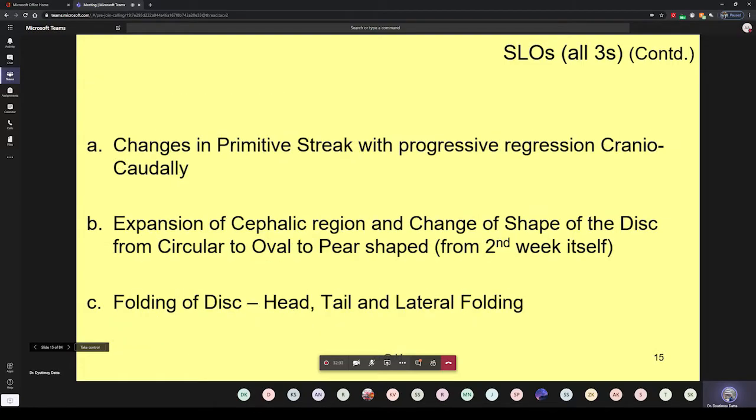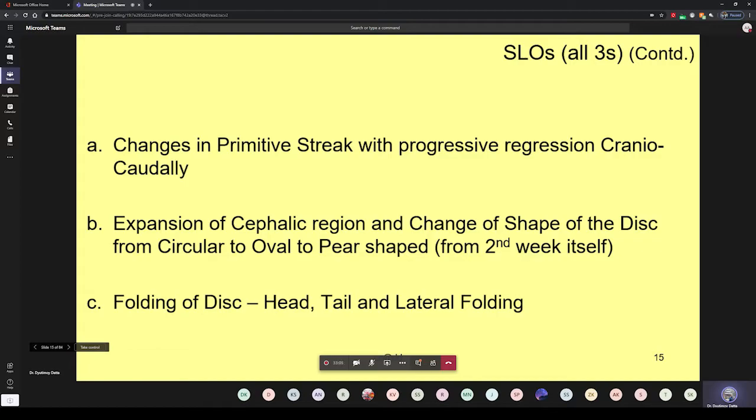What are the changes in the primitive streak, progressive regression? The changes in the primitive streak are also significant events here. You will have a craniocaudal regression of the primitive streak, and this has to disappear by day 24. And what is happening here is the expansion of the cephalic region. This is what I was telling you, the growth of the embryonic disc.